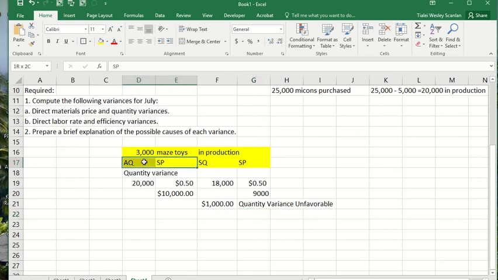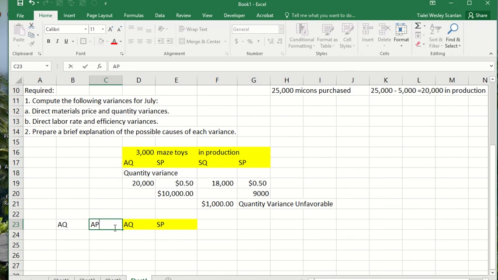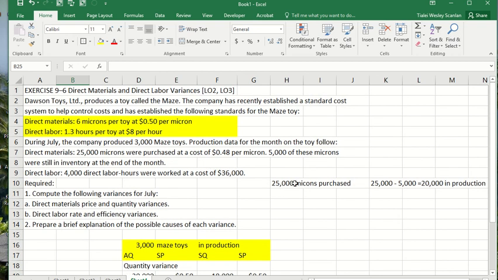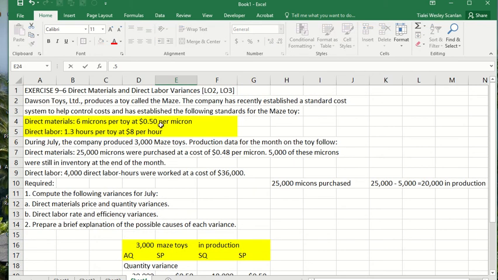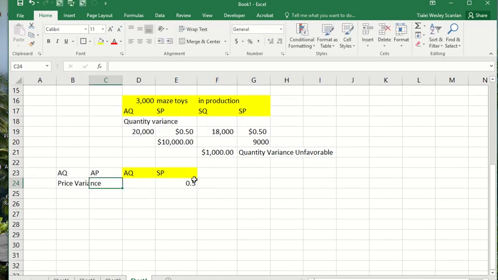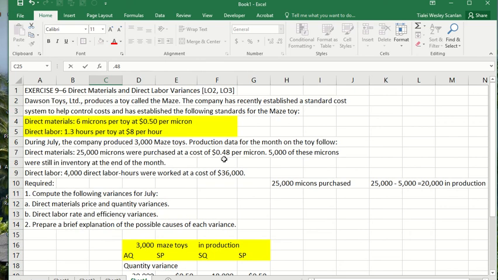Okay, let's move over to the other side, and we'll do our actual quantity times our actual price. And now we're looking for a price variance. Remember they purchased 25,000 microns, at a cost of 0.48 per micron. Standard price is still 0.5 from above. They bought it for 0.48 per micron, and they bought 25,000 microns.